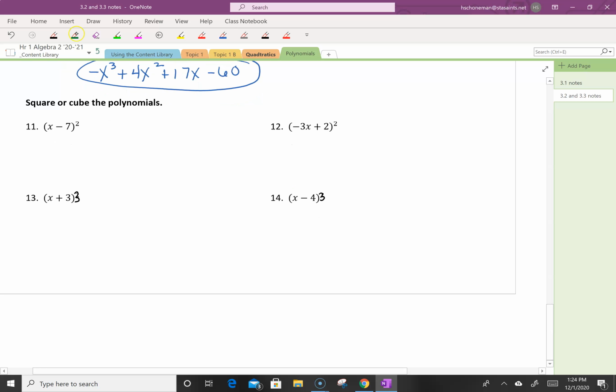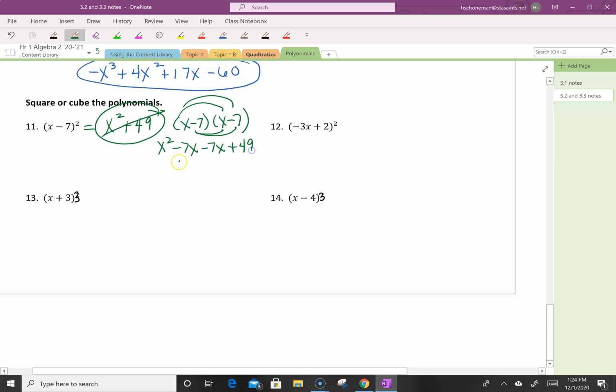Now remember, if you square something, it's writing it twice. This is not x squared minus 49 or plus 49. Absolutely not. This is x minus 7 times x minus 7. So now you got to multiply. So we have x squared minus 7x plus 49. Combine the terms in the middle. I get x squared minus 14x plus 49, and that's my answer.